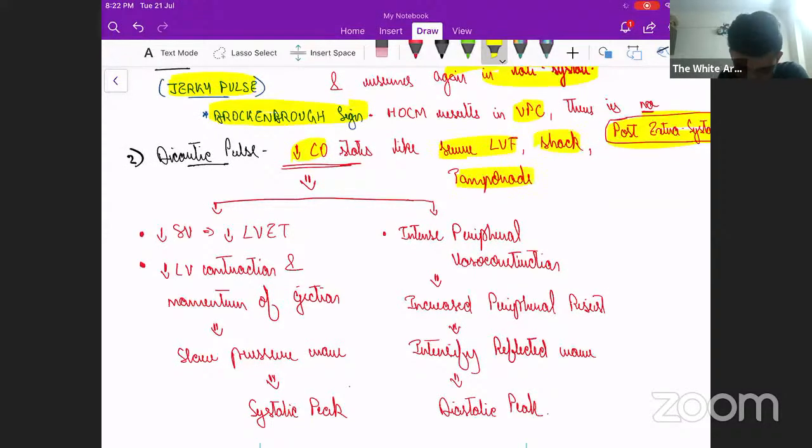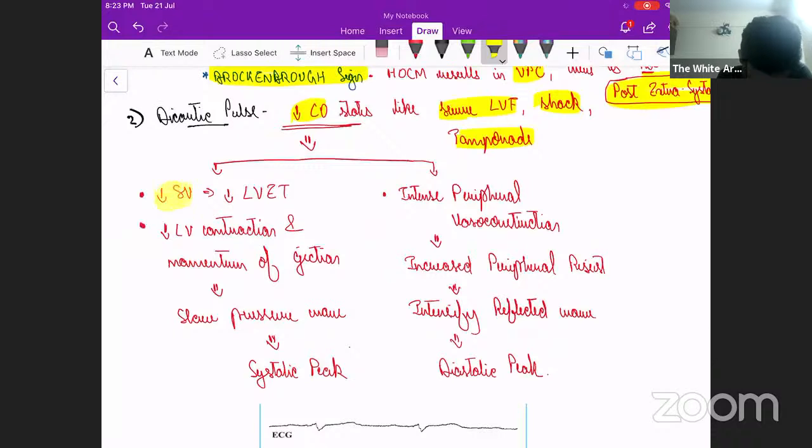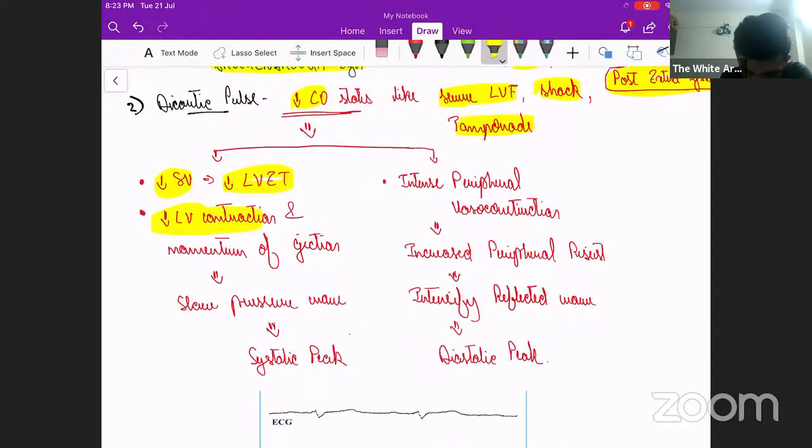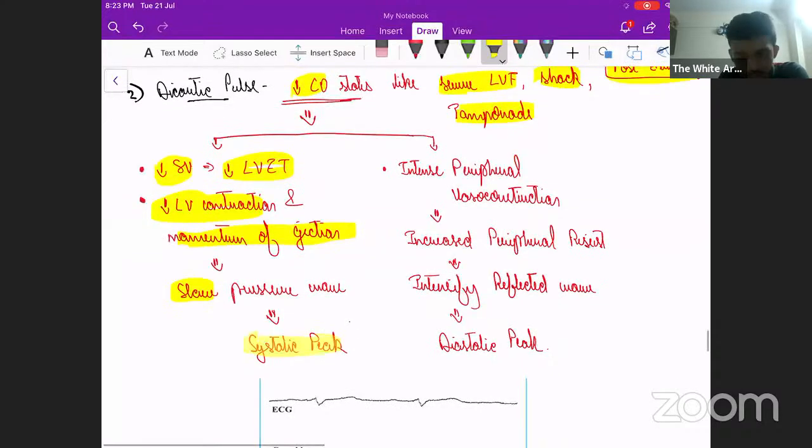And why do we get this? We'll see. In systole, what happens? There will be decreased stroke volume. When there is decreased stroke volume, left ventricular ejection time decreases. One more is, because of LV failure and all, there will be a decrease in left ventricular contraction also. So this will lead to what? The momentum of ejection will be low. All these things contribute to a very slow percussion wave. So we expect a very small systolic peak, followed by what happens in the diastole.